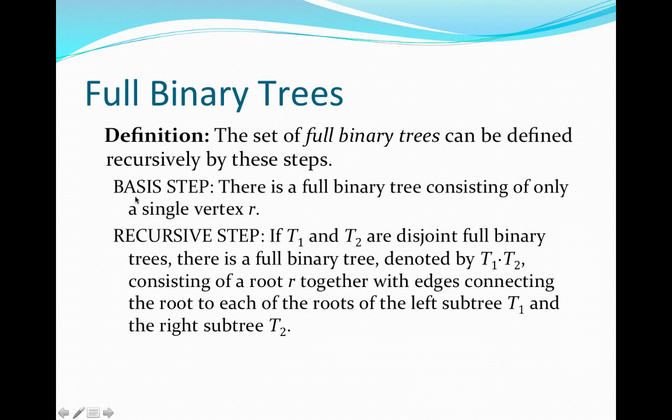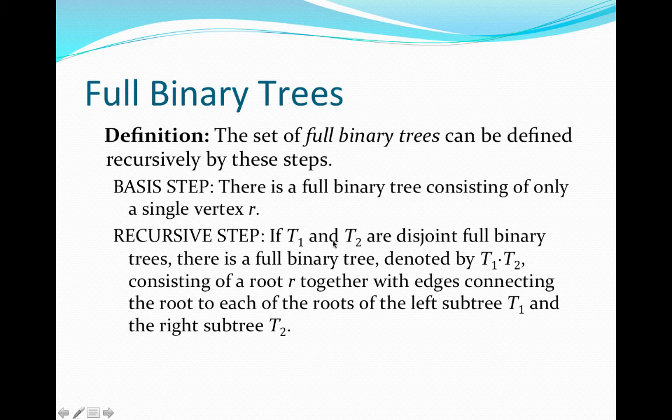So again, at the basis step, we simply have a tree consisting of a single vertex R, which is the root. And the recursive step tells us that if we have two previously defined full binary trees, T1 and T2, we form a full binary tree T1.T2 consisting of a root R together with edges connecting each of the roots of the subtrees T1 and T2.